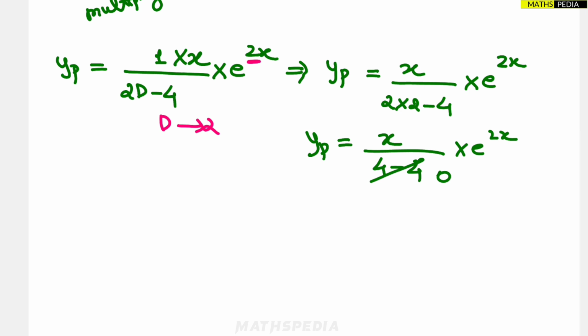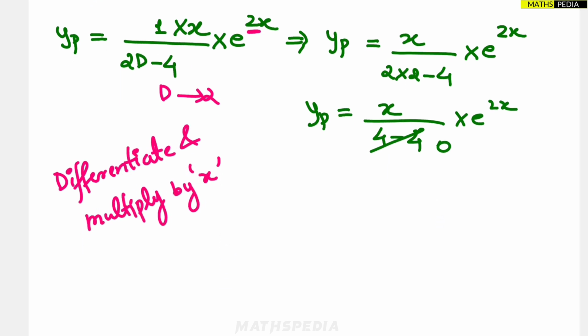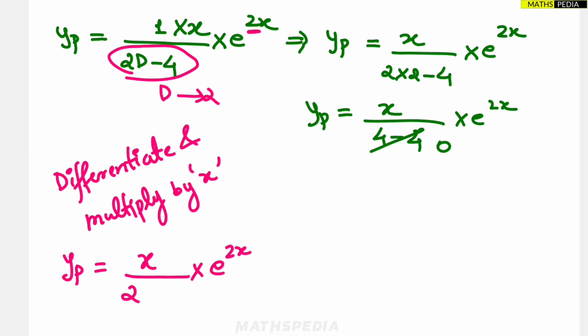That means again you have to do the same step. So yp is equal to, this part I should differentiate and multiply. So x will be as it is, divided by 2d differentiation is 2 and minus 4 is 0, so 2 into e power 2x. Don't forget, here already x is sitting, but I have to multiply with one more x, so it will become x square. Very important. So this will become yp is equal to x square e power 2x by 2.